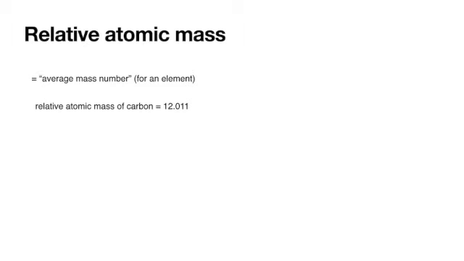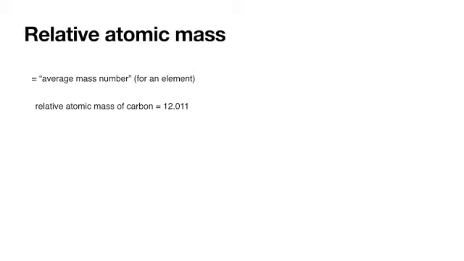Most atoms have more than one isotope, and some have as many as 10. The relative atomic mass is the average mass number of all the isotopes of a single element, taking into account the abundance of each isotope, that is, how common they are. For example, the relative atomic mass of carbon is 12.011. Where does this number come from?